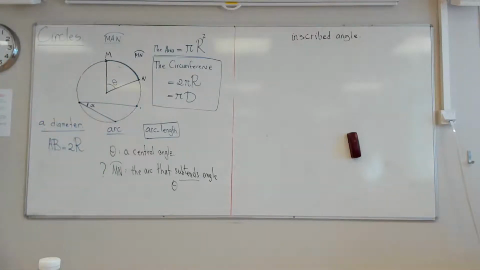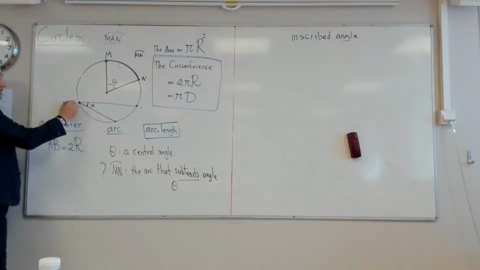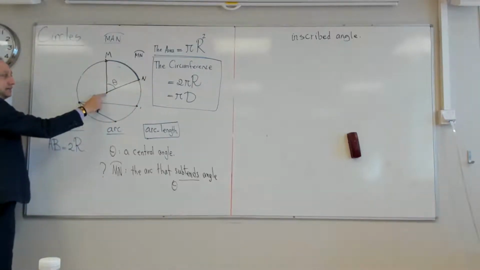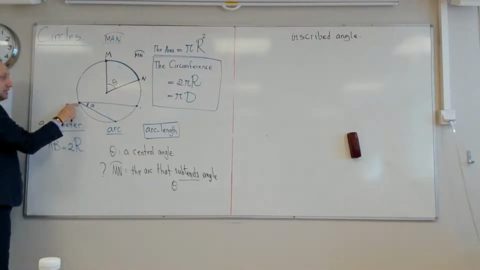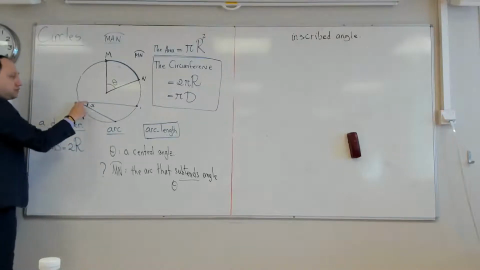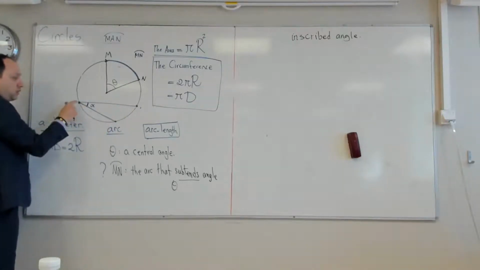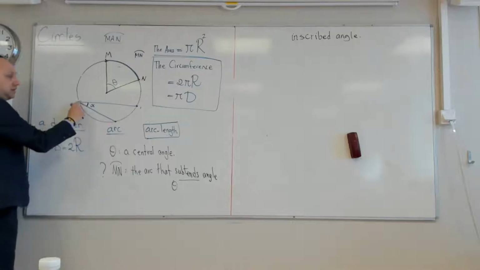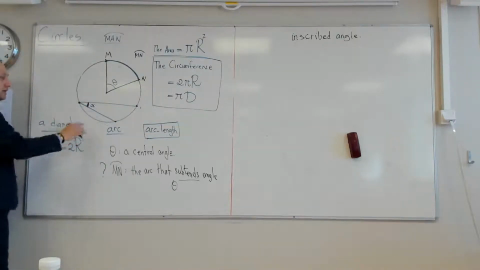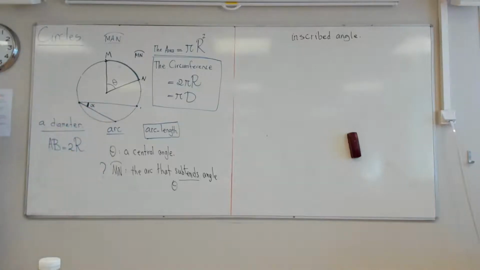So an inscribed angle is an angle whose vertex is on the circle. For the central angle, the vertex was the center. But here, it can be any point on the circle, and you just have two chords. One is one leg, the other is the other leg. The angle that you construct in that way is called an inscribed angle.